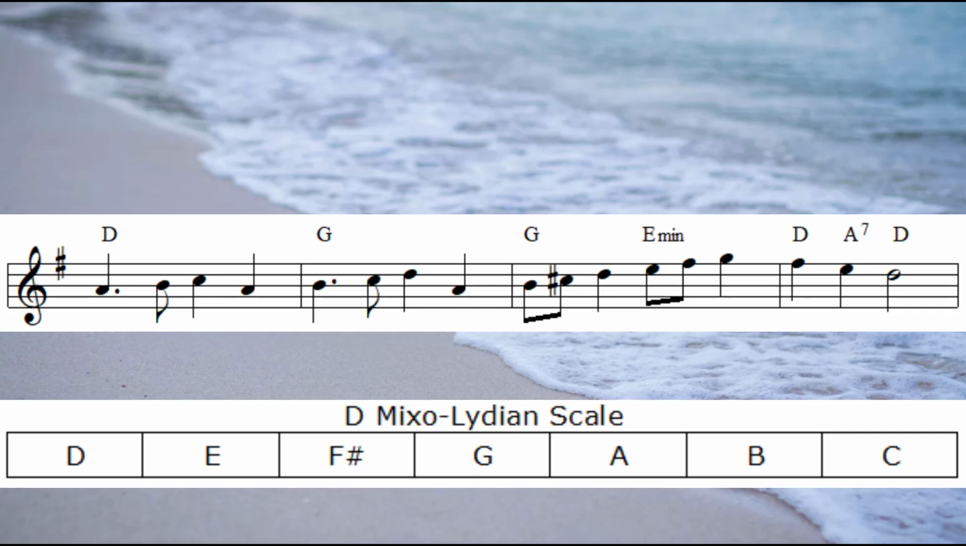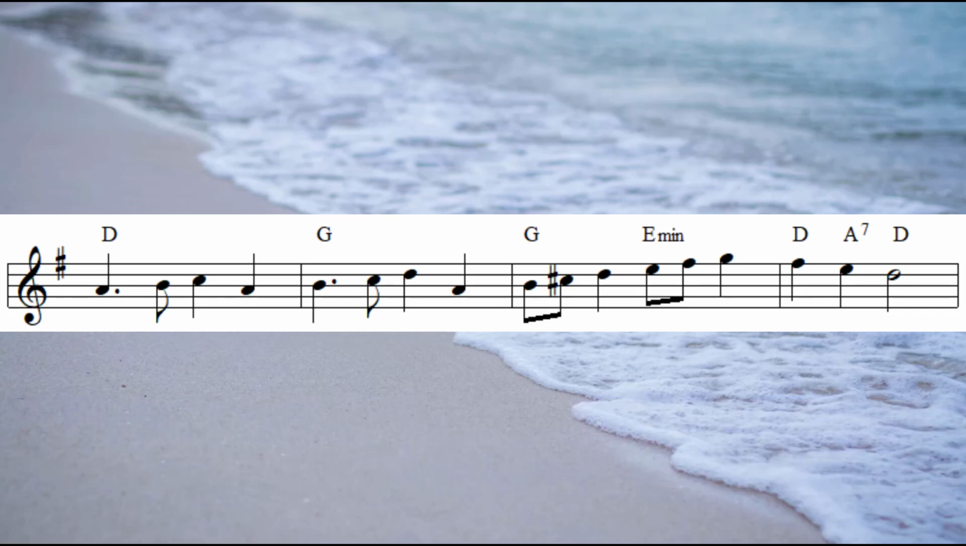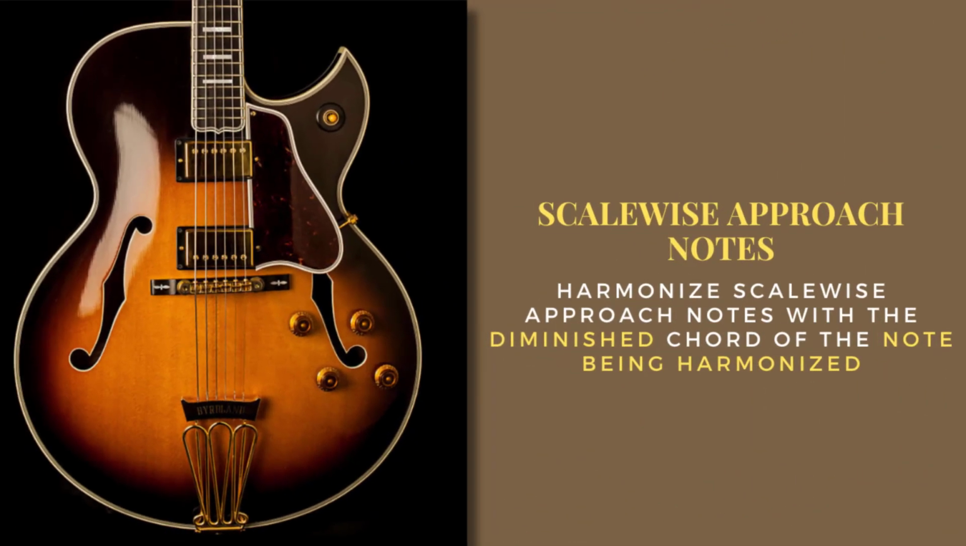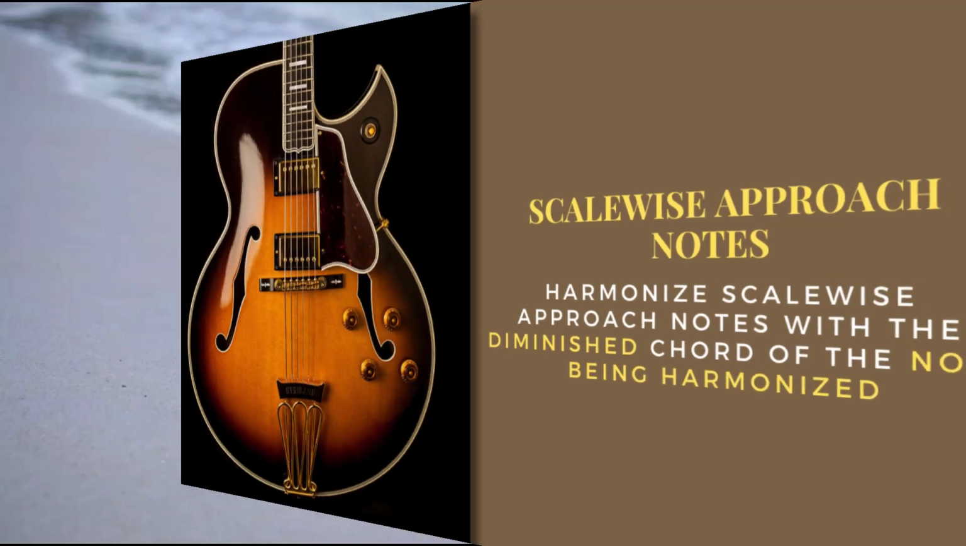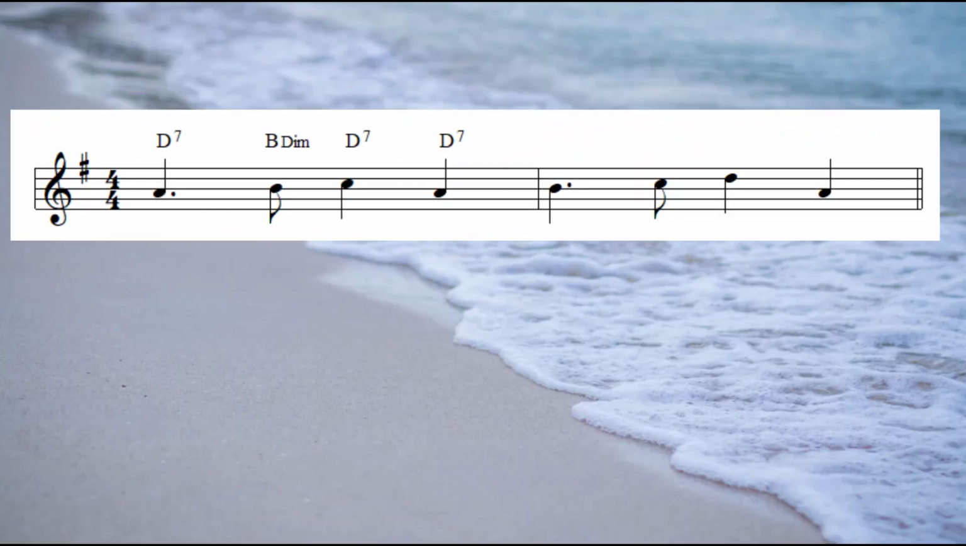Now, if I think about this bar as being totally in the key of G and use the D mixolydian mode, I can harmonise the B note with a B diminished chord. And the rule for that is that you can harmonise a scale-wise approach note with a diminished chord. So in this instance, the chord tone note is the C, and the B note is approaching that C note.